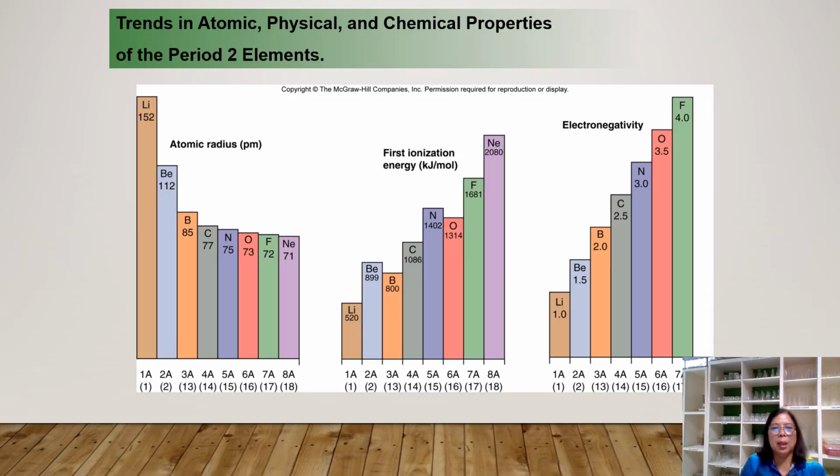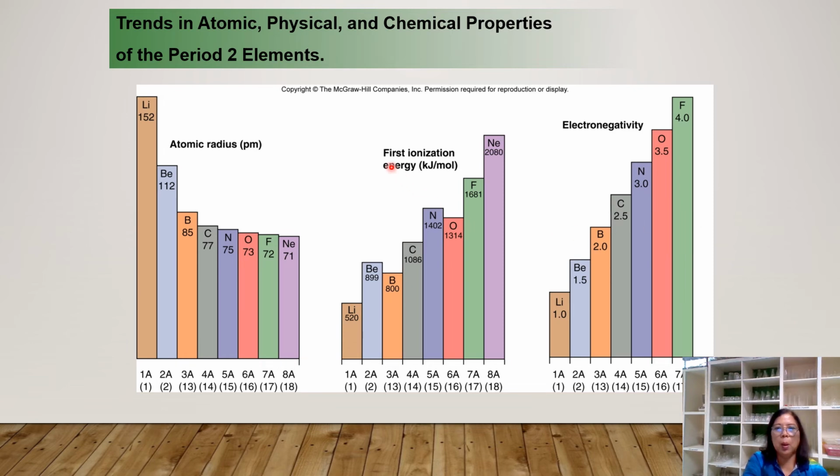In terms of trends in the periodic table, you can see here the lithium to neon decreasing in terms of atomic radius. But in the case of electronegativity, it is actually increasing from lithium going higher towards fluorine. We know very much that the halides or halogens have high electronegativity.